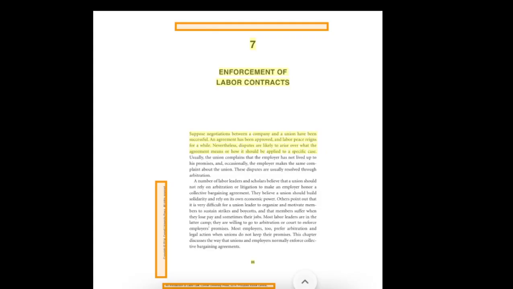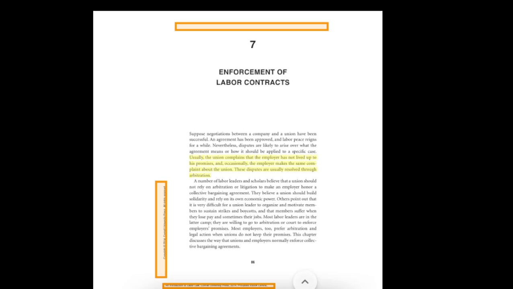86(7). Enforcement of labor contracts. Suppose negotiations between a company and a union have been successful. An agreement has been approved, and labor peace reigns for a while. Nevertheless, disputes are likely to arise over what the agreement means or how it should be applied to a specified case. Usually, the union complains that the employer has not lived up to his promises, and, occasionally, the employer makes the same complaint about the union.